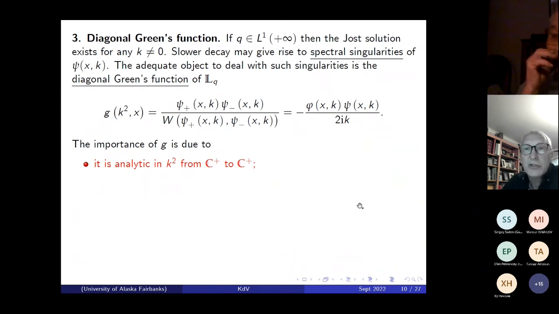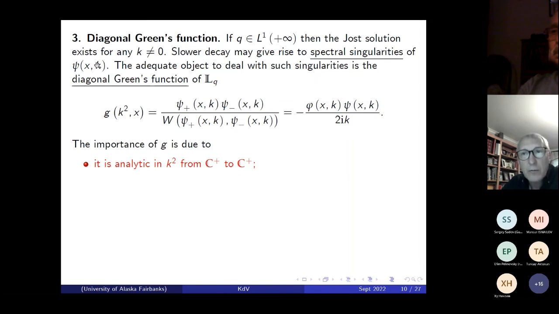I'm assuming that Q is just integrable at plus infinity, and this condition provides the existence of the Jost solution. But if you relax this condition, if the potential is no longer L1 at plus infinity, then your solution could still exist, but it may gain so-called spectral singularities. If the potential is decaying fast enough at plus infinity, then your function as a function of k is nice. But when the decay becomes slower, the properties of your function become poorer.